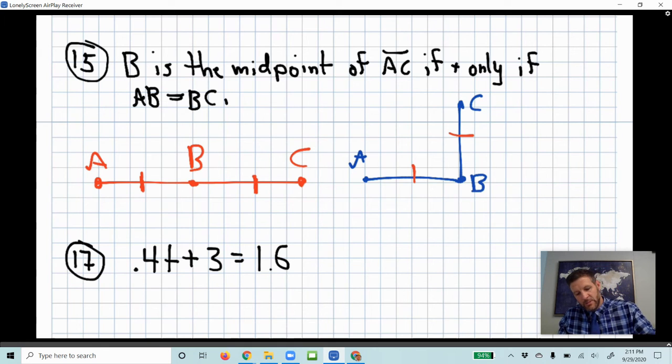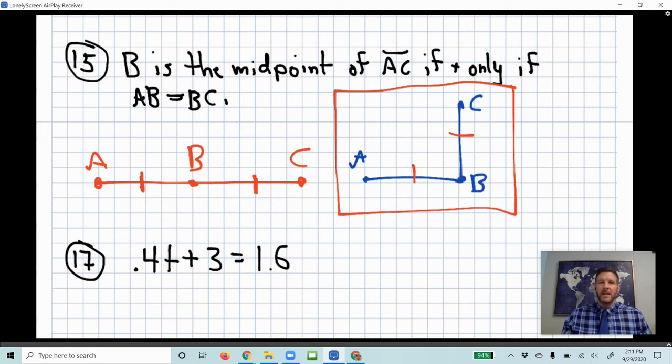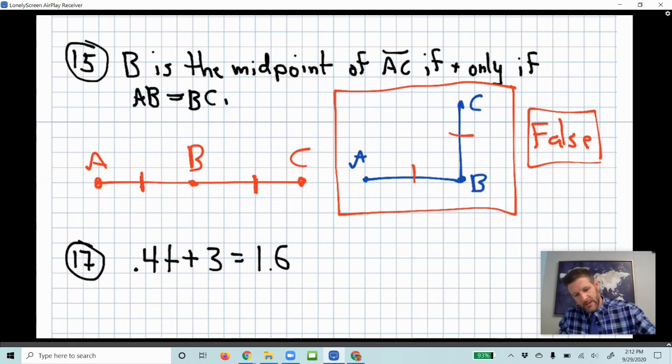So just be careful. If you're being told to evaluate a biconditional, it oftentimes sounds like it only works one way. It sounds like the only thing that matters is it's a midpoint. Remember, it has to work forwards and backwards. So check it both ways and make sure there's no exceptions in either case before you say it's true or not. So this, in fact, would be false because we were able to come up with a counterexample.